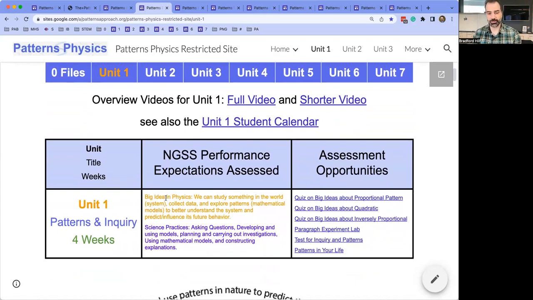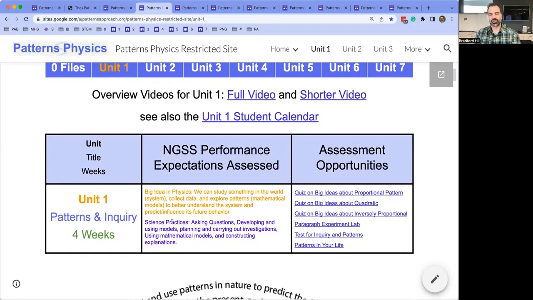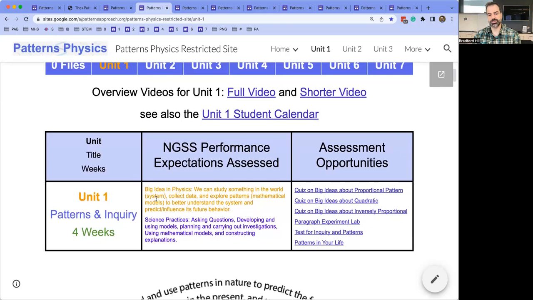Unit 1 is really that skill building and time on task for one of the biggest ideas in physics. What's even bigger than Newton's second law or conservation of energy? The idea that we can study something in the world, so often we call that a system, collect data, explore patterns, and in physics, that's so often a mathematical model, to better understand that system and predict and influence its future behavior. All right, and then also scientific practices, just so much there. Even without a performance expectation, this unit and time on task with these ideas is critical to student success.